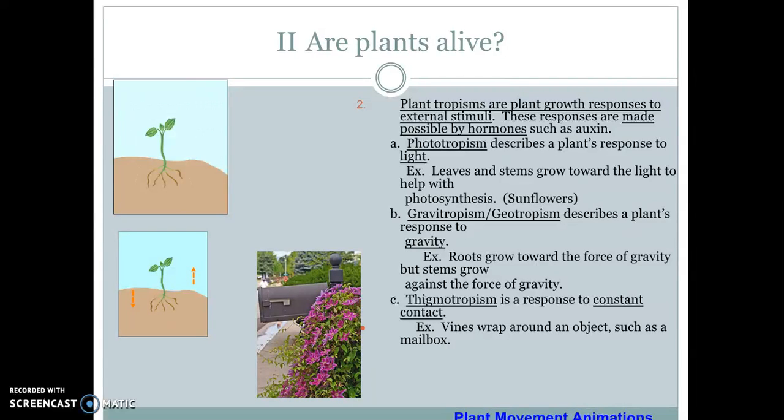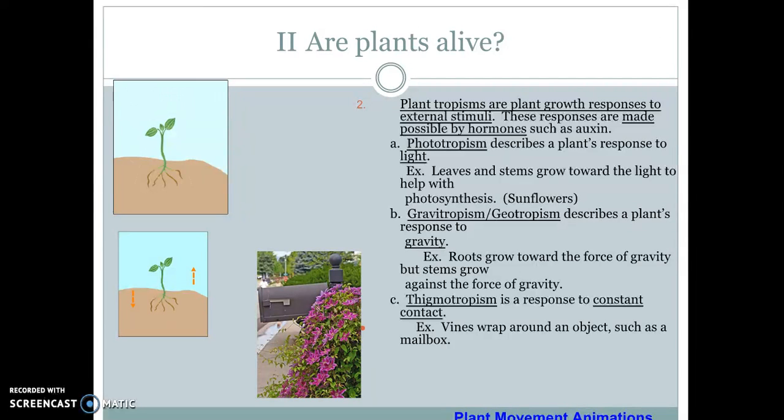Here are some important concepts to know. A few things are plant tropisms. They're actually plant growth responses to external stimuli. And I think that these are so interesting because plants are actually kind of moving in the way that they need to in order to survive.